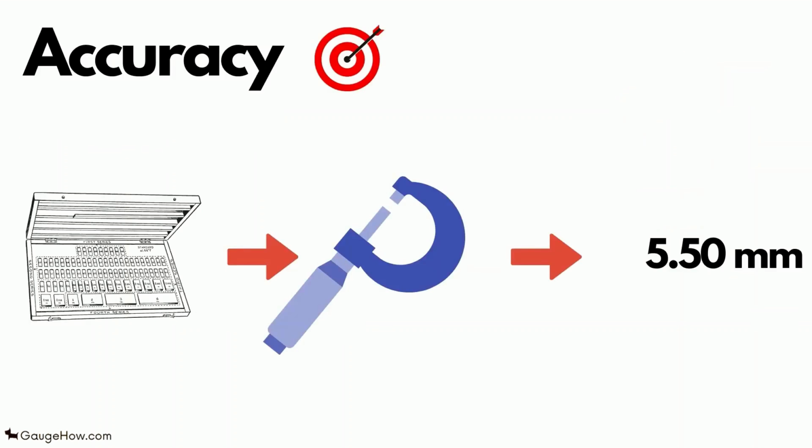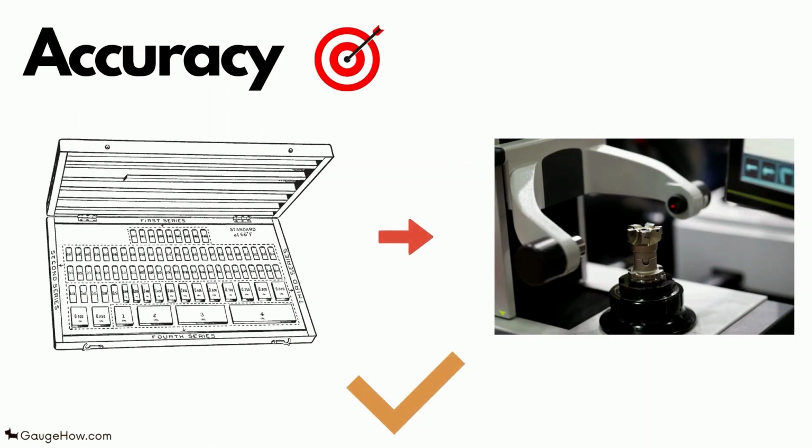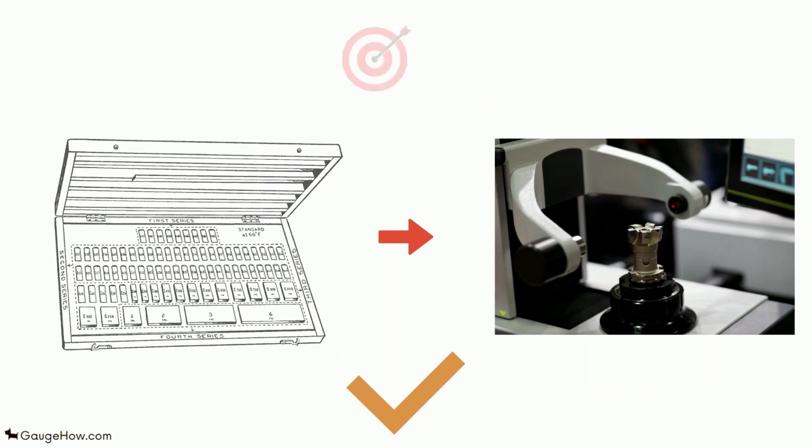Let's take an example. If you measure a distance of a gauge block with a micrometer and get 5.50 mm, then the measurement method can be considered as inaccurate, since the gauge block is generally accepted as a higher standard than a micrometer. On the other hand, if you measure a gauge block by universal length measuring machine, this method can be considered as accurate because the universal length measuring machine is accepted as a higher standard than a gauge block.